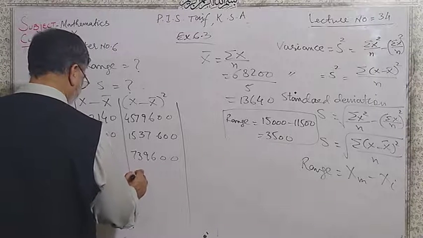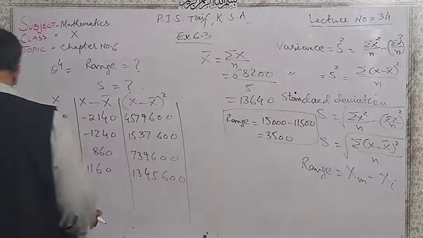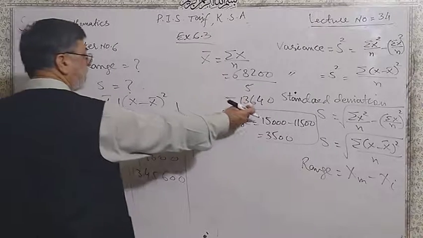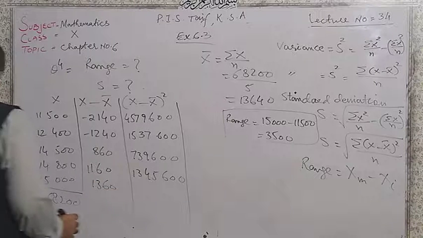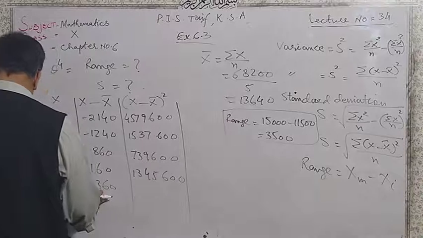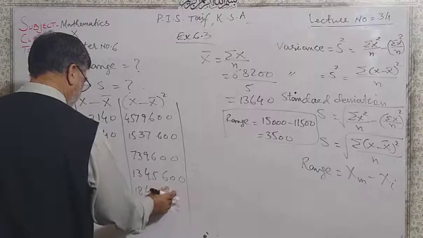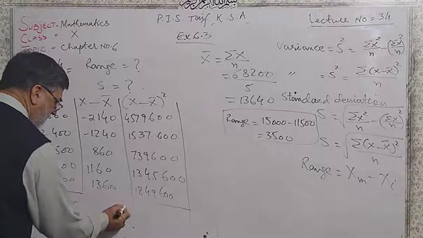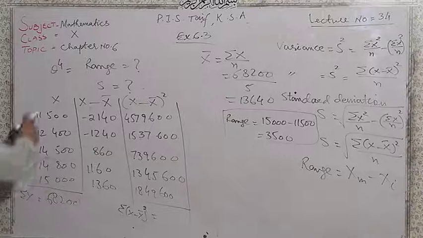Check that. You can have your calculator and check your values. 1345600. After that, 15,000 minus 13,640, we are left with 1360. When you take the square of this number, 1849600. Dear students, here is sigma x minus x bar whole square. Here was sigma x and this is sigma x minus x bar whole square.